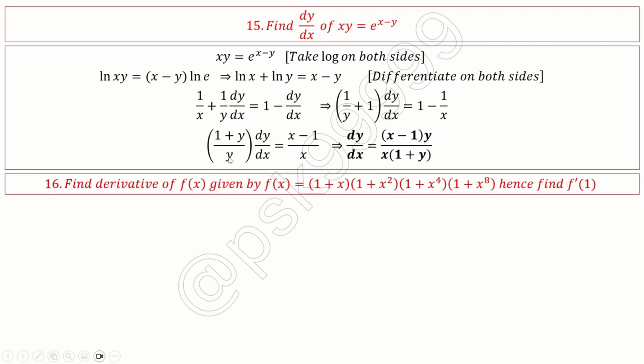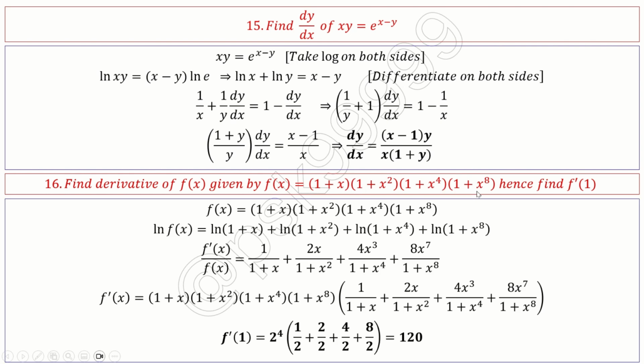Okay, next, f of x equal to (1 plus x)(1 plus x square)(1 plus x power 4)(1 plus x power 8). Find f dash of 1, at a given value. So first thing is you can take logarithm. Then this product will become addition of individual logarithms.